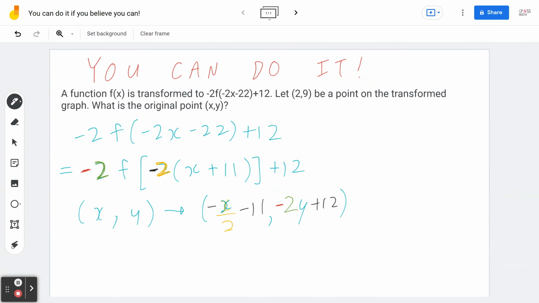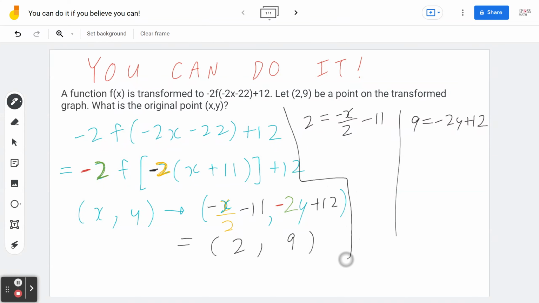So now you look at the transformed point, which is basically (2, 9), and you make them equal. So we're saying that this equals (2, 9). They're equal. Now, what does that really mean? You can divide this into two different columns. In the first column, you can equate 2 to negative x divided by 2 minus 11. In the second column, you can write 9 equal to negative 2y plus 12. And now, the difficult part, it's over.